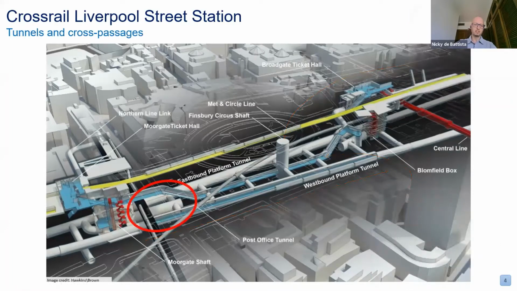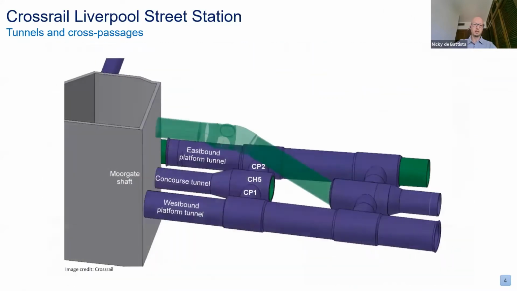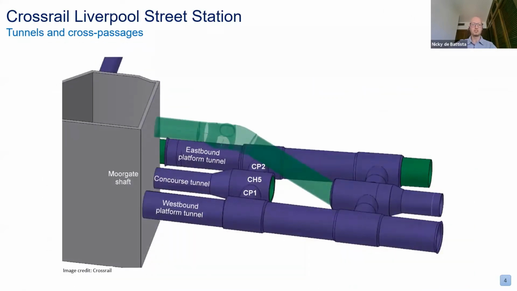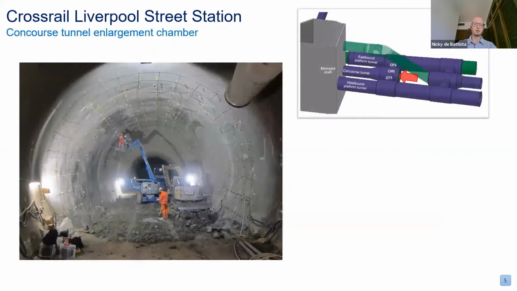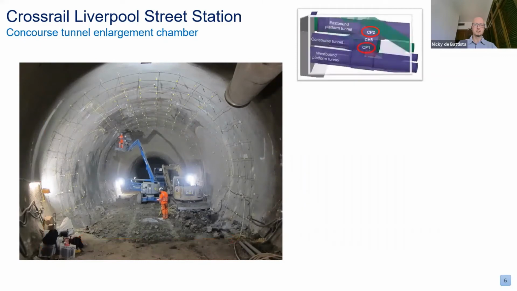This project focuses on the western side of this station, particularly on the area known as Enlargement Chamber CH5 of the Concourse Tunnel, which is linked to the westbound and eastbound platform tunnels with CP1, Cross Passage 1 and Cross Passage 2. That's a view of this enlargement chamber of the Concourse Tunnel. And you can see the size there compared with the people in this image. It's got about 11 meters diameter.